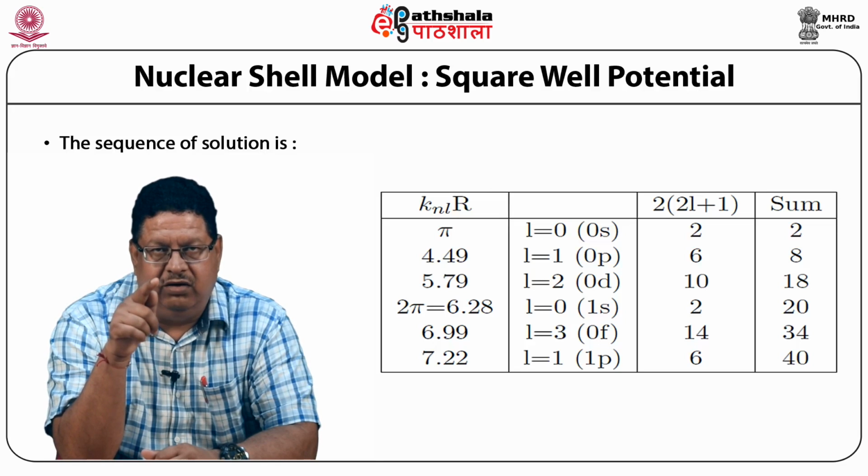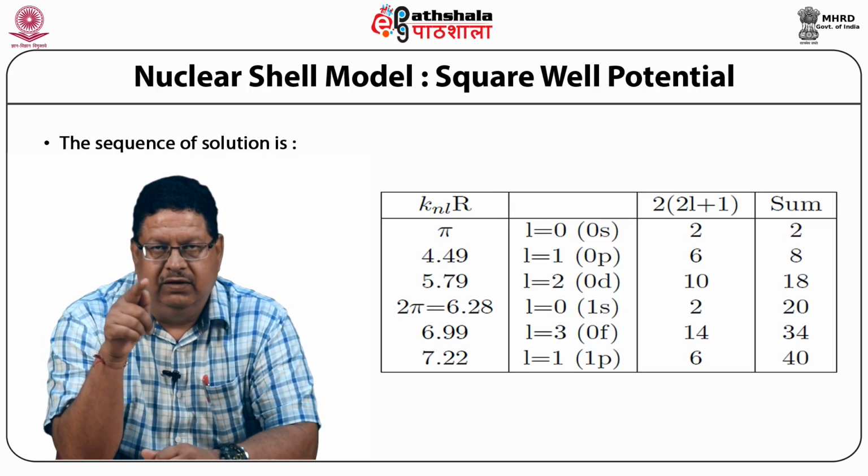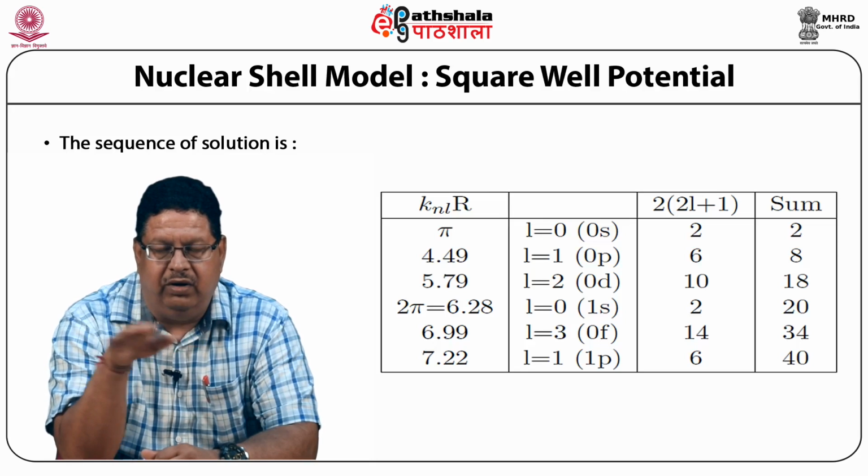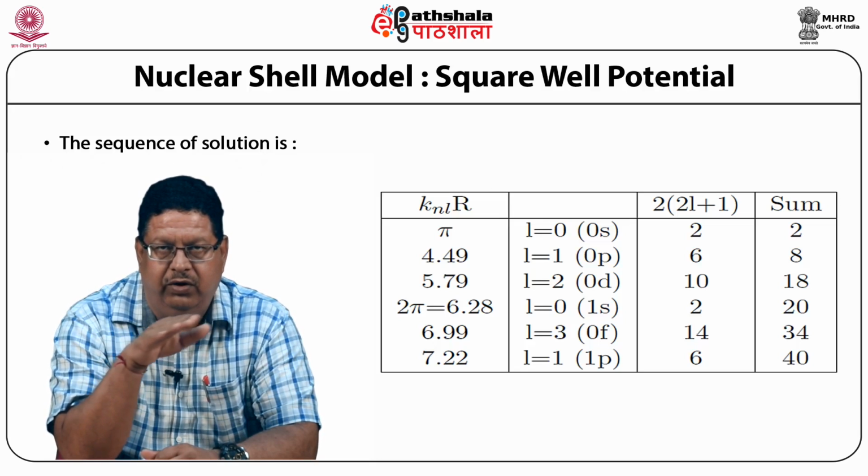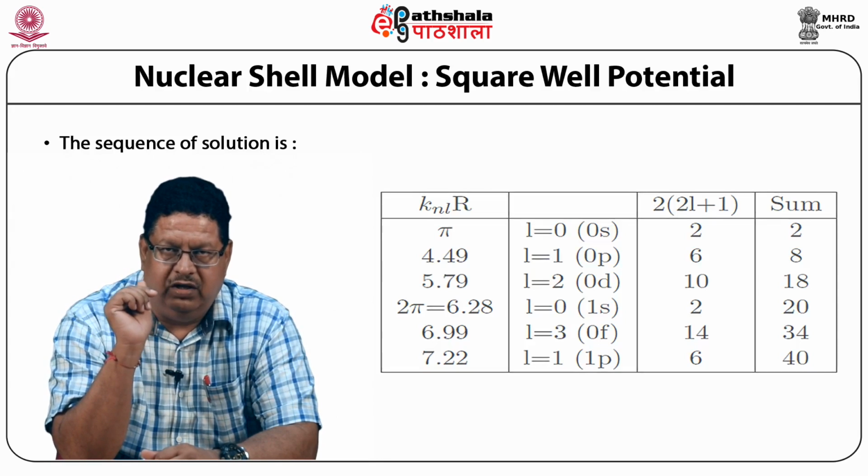The third time the curve crosses is at 5.79, which is L equal to 2, and it corresponds to 0d. Since it is a d orbital, the capacity of this d orbital is 10. So the total number of nucleons up to that level is 18. In the same way, different numbers of nucleons are shown at different orbitals.